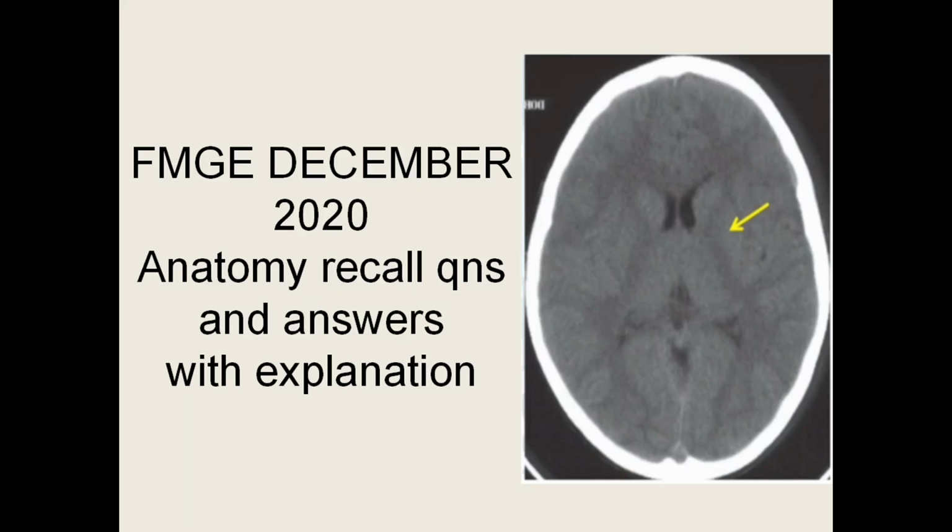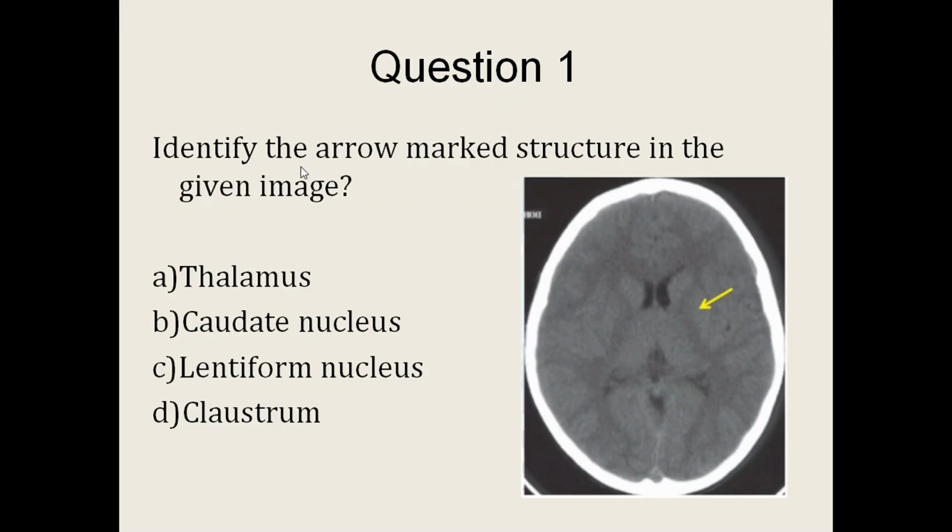Let's begin with the first question. It talks about identifying the arrow marked structure in the given image. The arrow is right here, as you can see. So let's go straight into the explanation.